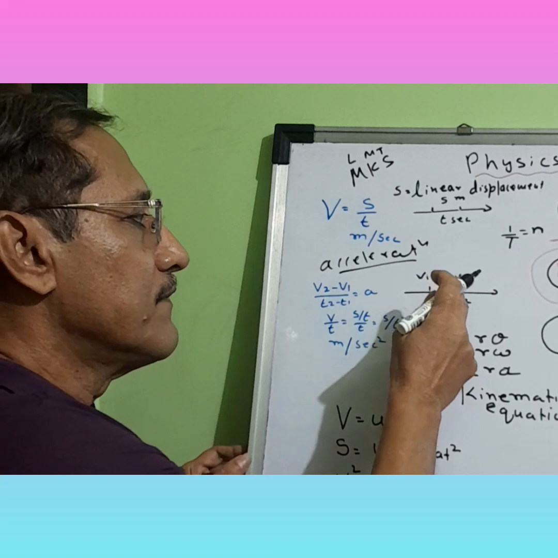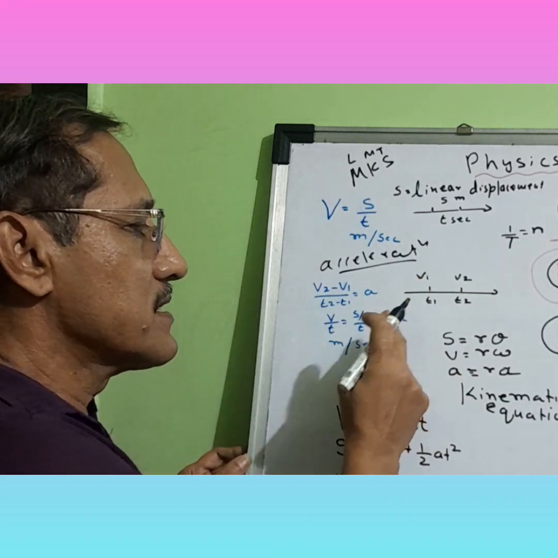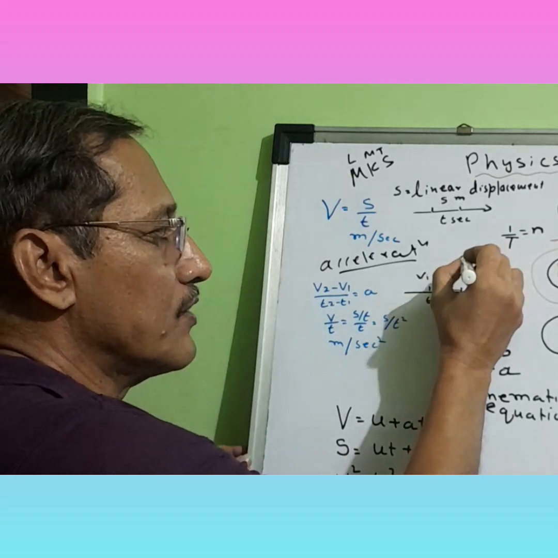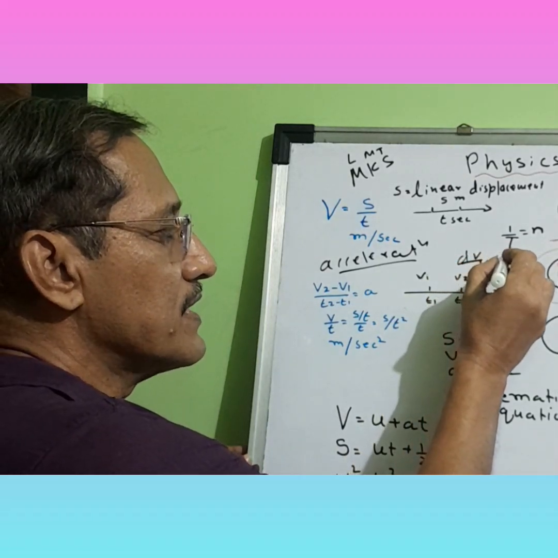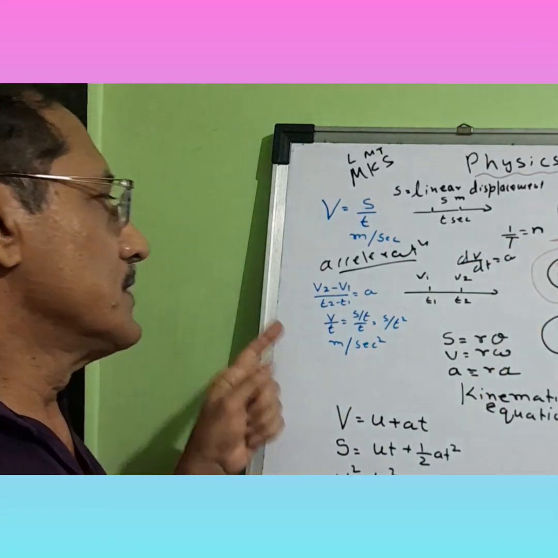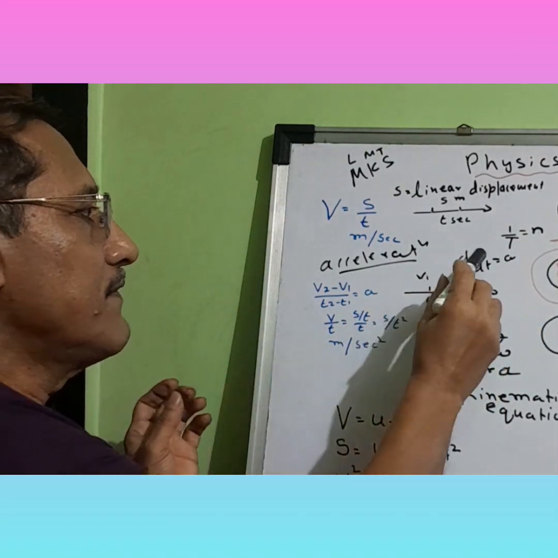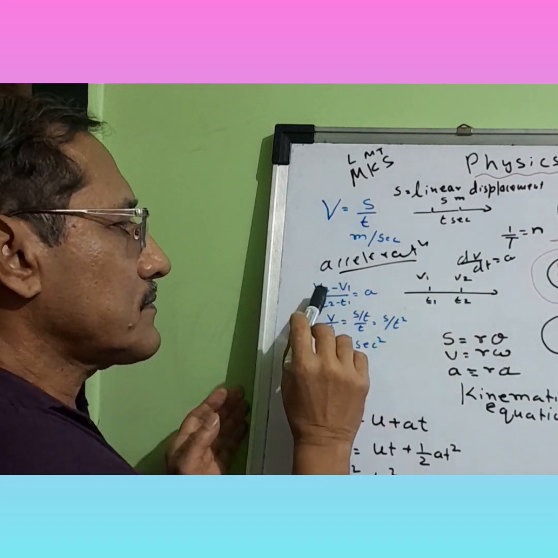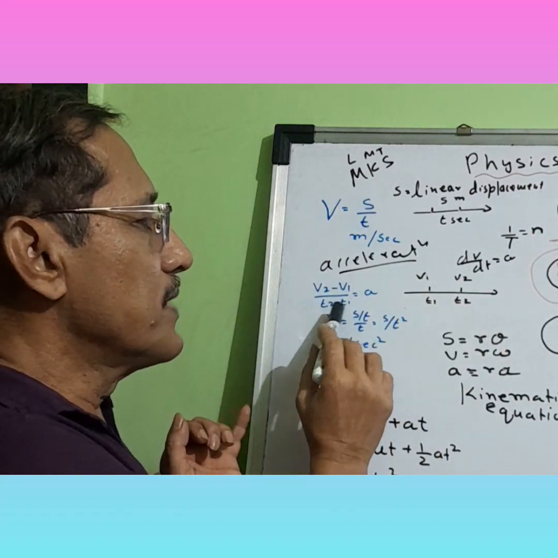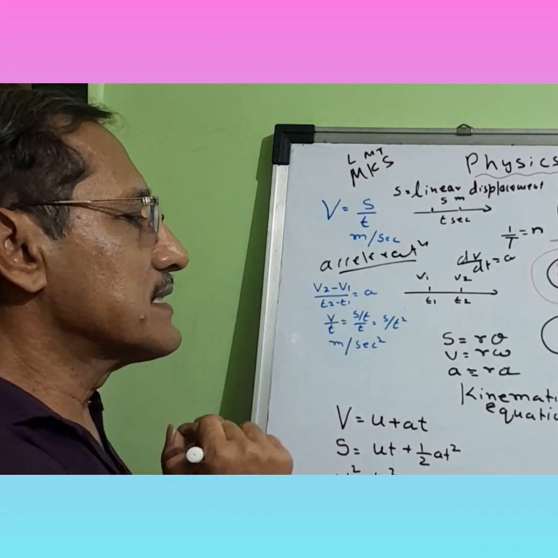Obviously it would be v2 minus v1 over t2 minus t1, or rather, in differentiation, what we have learned, dv over dt is acceleration. Similarly here, dv is v2 minus v1 and the difference in time is t2 minus t1, and that is equal to acceleration.